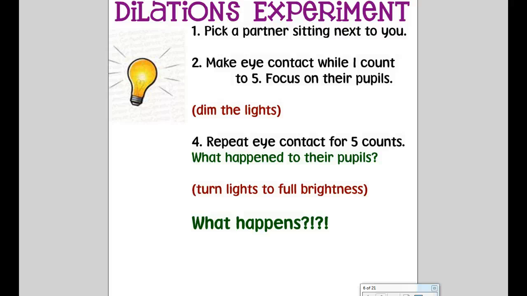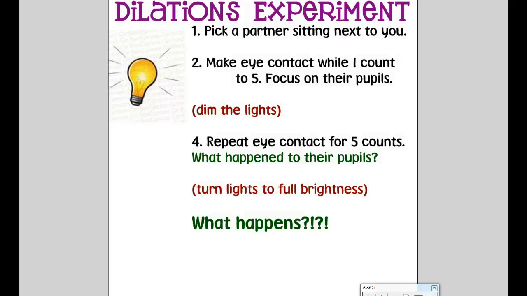Stare into his eyes. You're not going to see a difference unless you look at it. This is as dark as I can get it. Okay. 1, 2, 3, 4, 5. Oh, you stare at their eyes, at their pupil, and I'm going to turn the lights out. When I turn the lights back on, you should see the size of their pupil change.